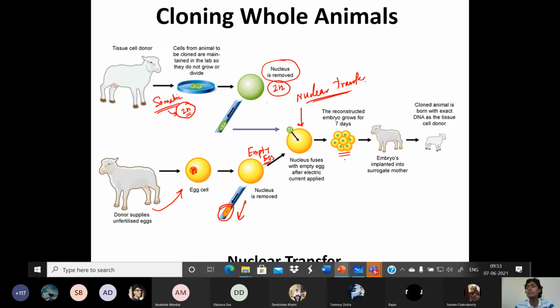Then this embryo will be transferred into a surrogate mother, and after a full pregnancy, it will give birth to this little sheep. Here, this is Dolly. Now, if I label here, I will ask you one question. If this sheep is A, this sheep is B, I'm just naming it, and this Dolly sheep is D. Can you quickly tell me whether this D will be an exact clone of A or B?